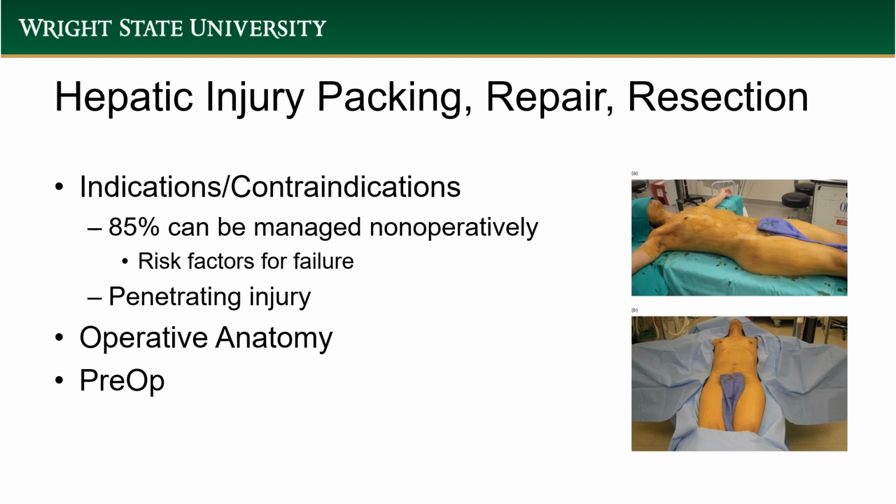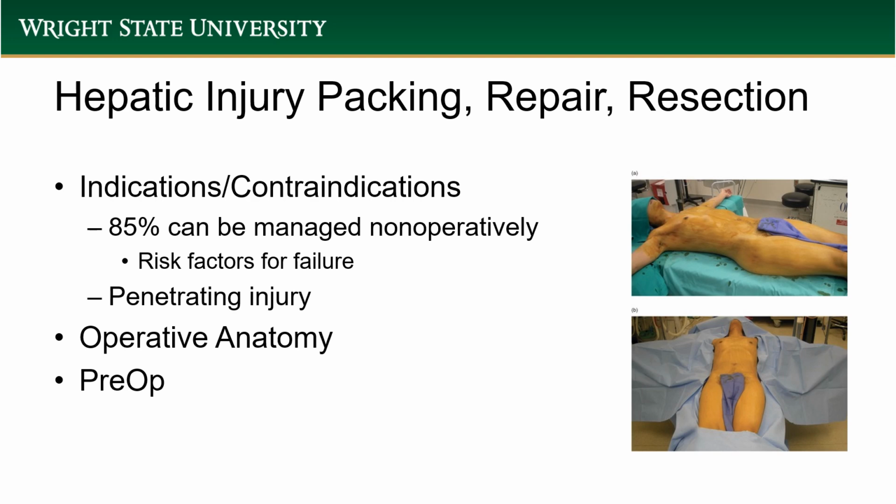In fact, up to 85% of patients with blunt hepatic injury can be managed non-operatively, as long as they're hemodynamically stable and don't have active extravasation on CT scan. These are good indications that you can monitor them. Some risk factors for failure of non-operative management include advanced age, high-grade injury, large hemoperitoneum, pseudoaneurysm, or contrast extravasation on CT. And then patients who have penetrating injury are obviously going to be managed operatively.